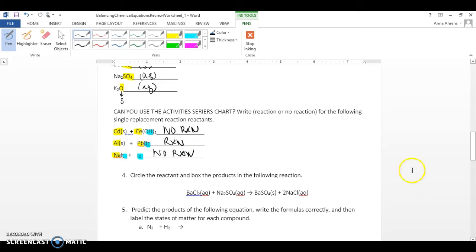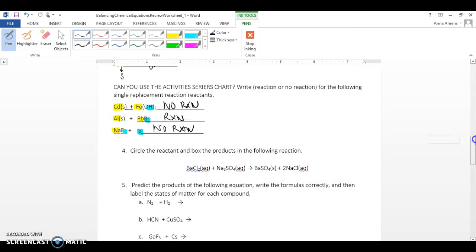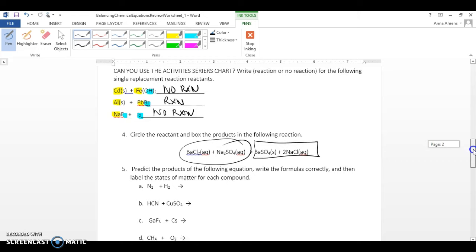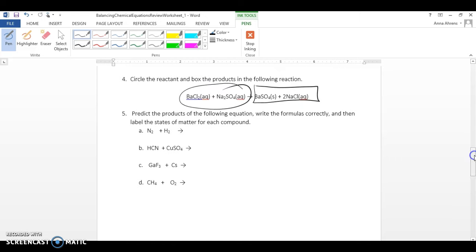Okay, next part here. It says circle the reactants, box the products. So reactants are always on the left-hand side. There's our reactants. Here's our products. Pretty easy. Next up after that, it says predict the products of the following equation, write the formulas correctly, and then label the states of matter of each compound. I'm going to go ahead and balance these while I do it as well. I'm going to add a couple extra returns in here so I can make sure I have enough room.